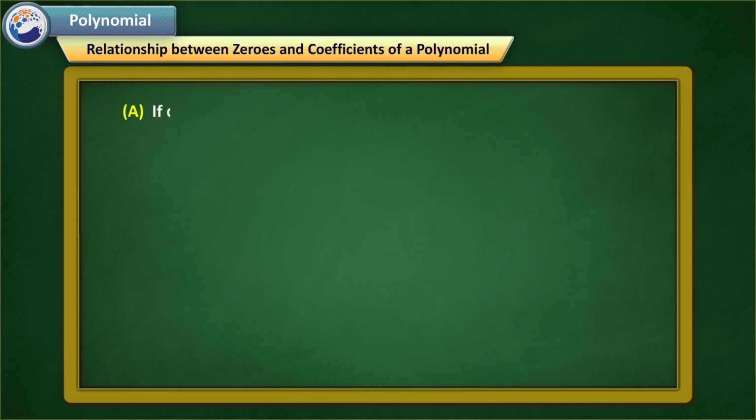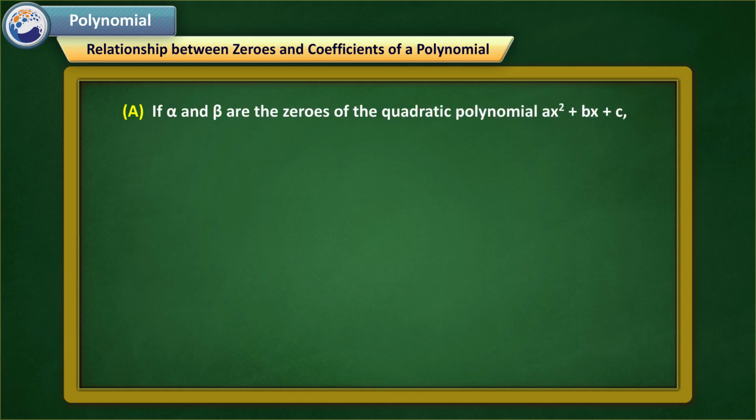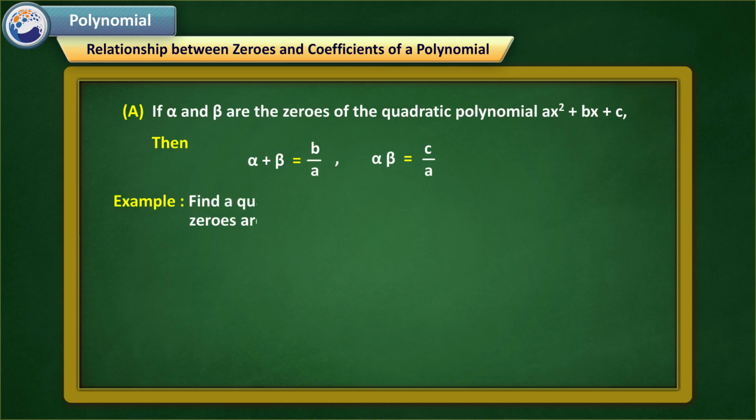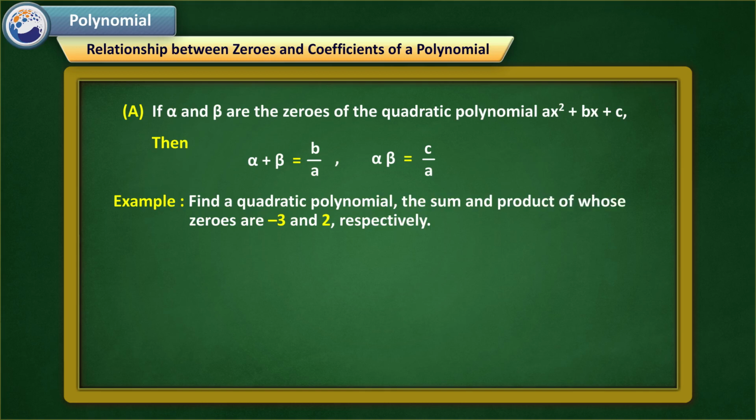If alpha and beta are the zeros of the quadratic polynomial ax squared plus bx plus c, then alpha plus beta is equal to minus b by a. Alpha beta is equal to c by a. For example, find a quadratic polynomial, the sum and product of whose zeros are minus 3 and 2 respectively.